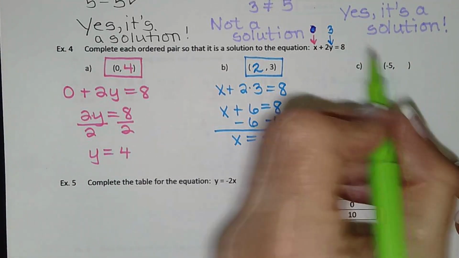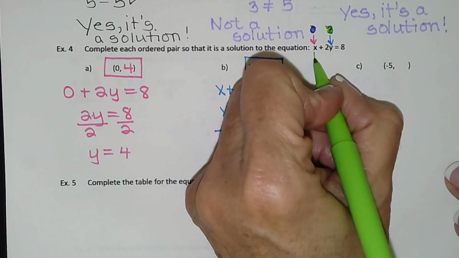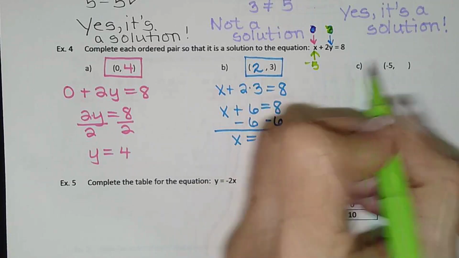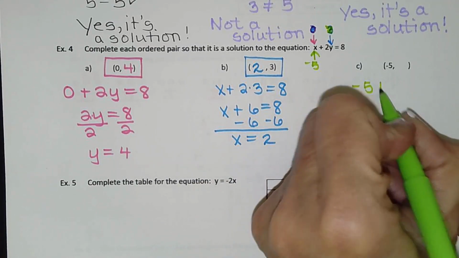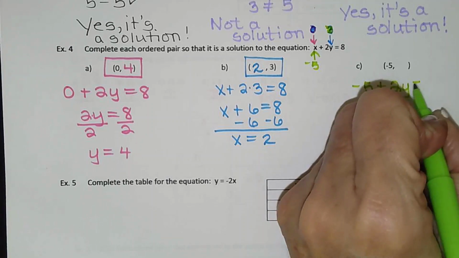Next we have x is -5. So -5 plus 2y equals 8.